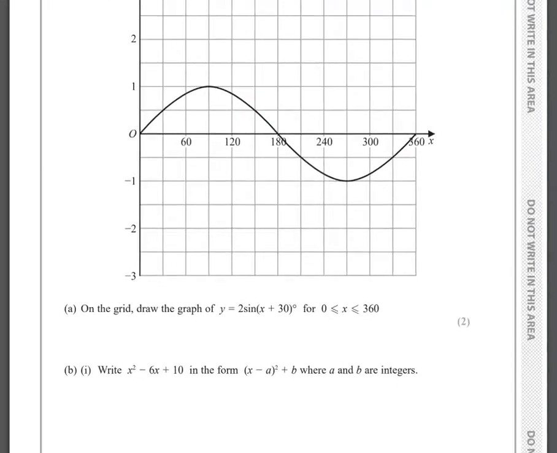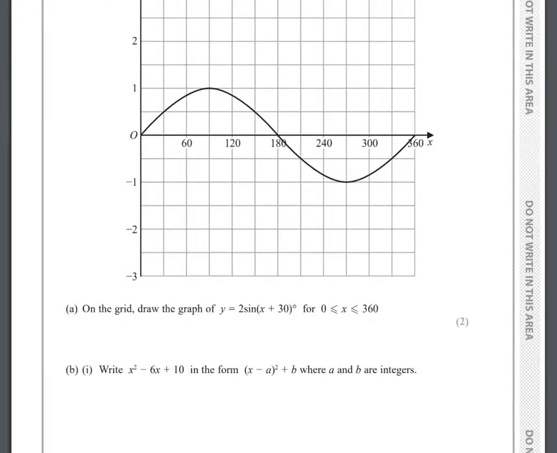Okay. On the graph, draw the graph of 2 sine x plus 30.